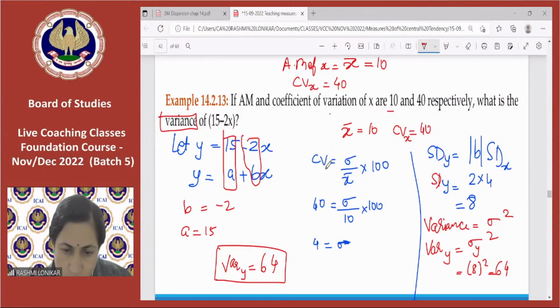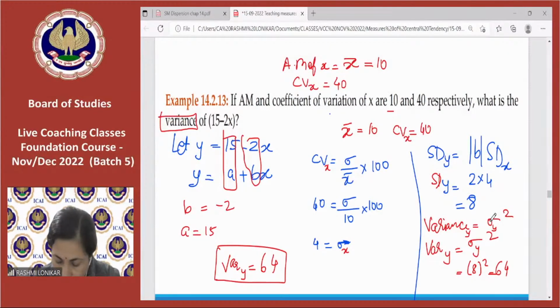Okay. So coefficient of variation of x is equal to sigma upon x bar. So you get standard deviation of x to be equal to 4. Now standard deviation of y is equal to b into standard deviation of x. So standard deviation of y is 2 into 4, which is equal to 8. But they want variance. So variance of y will be standard deviation of y whole square. And so you get 64. Okay, Lakshita? Yes? Yes, Nitya, very good.